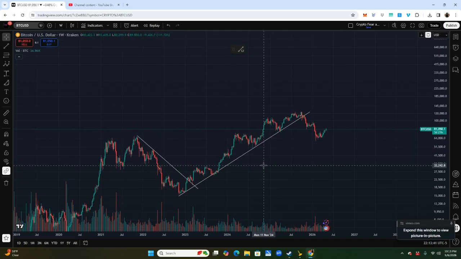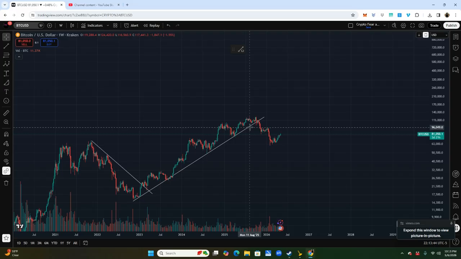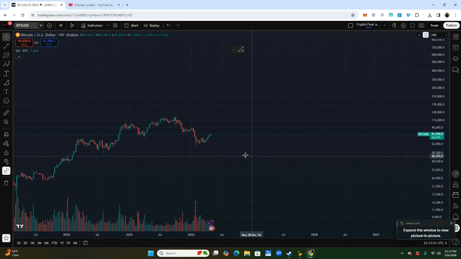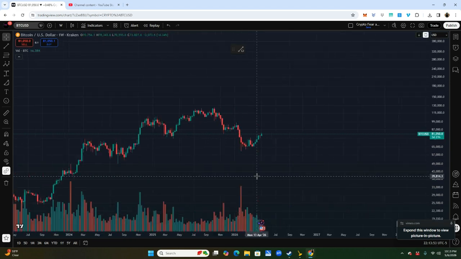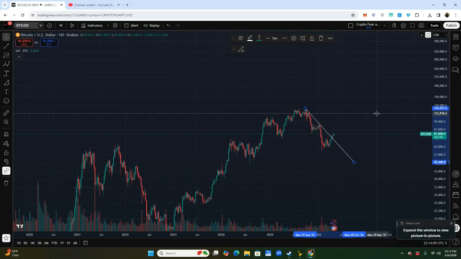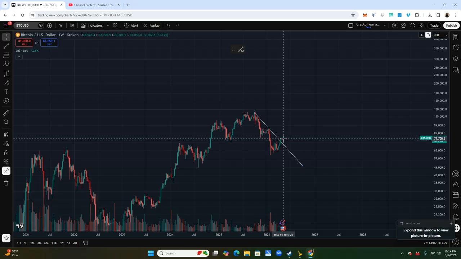Okay, so now on Bitcoin, all right, we can get rid of this. And this is the most recent price. Right, so what are we looking at on BTC right now? Okay, you see that? That's your trend line break. So based on everything that I showed you, what do you kind of think is going to happen from this point?